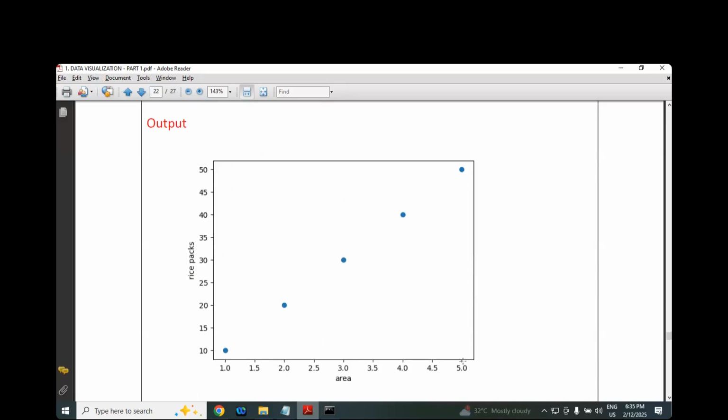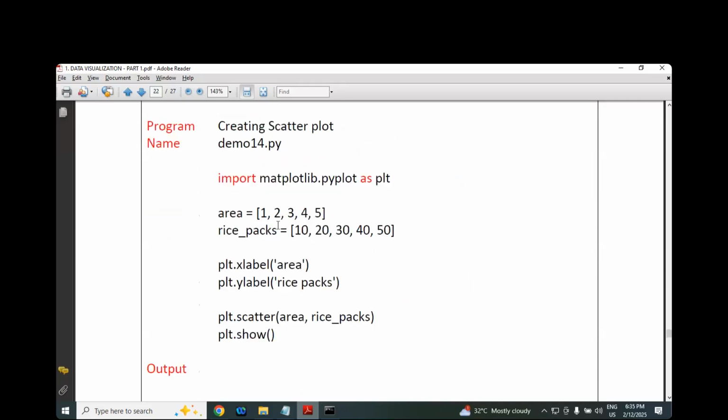And let me tell you, even indirectly it is giving a guarantee. No doubt at all. If the area x-axis value is increasing, automatically the y-axis value also. Make a note on this one. You will get an idea. Let me draw the diagram.